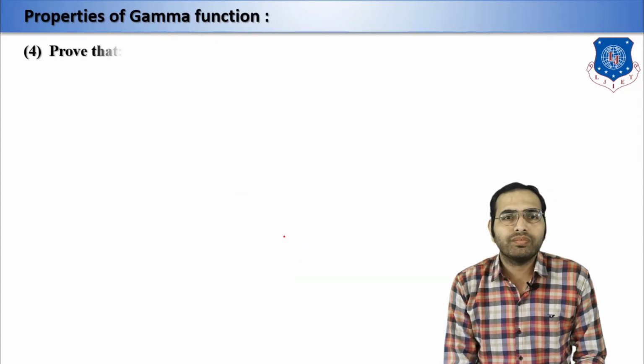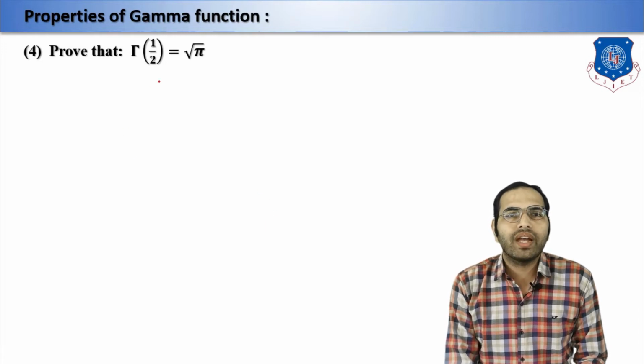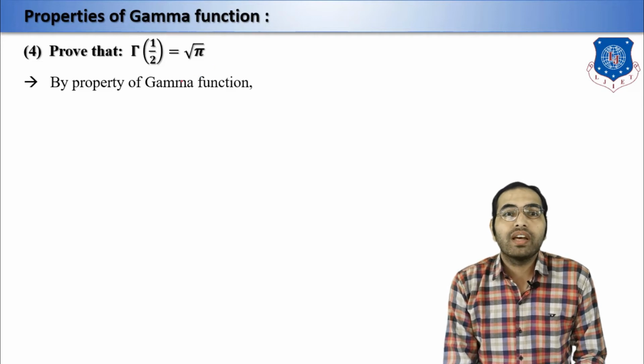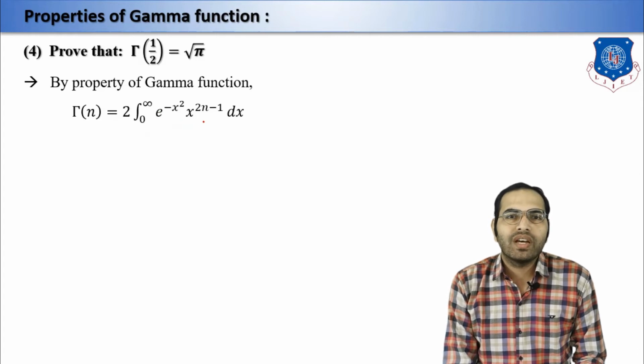Let's see the last property, which is to prove that gamma 1 half equals root pi. For that we have to use a property of the gamma function, which is our first property: gamma n equals 2 times the integral from 0 to infinity of e raised to minus x square, x raised to 2n minus 1 dx.